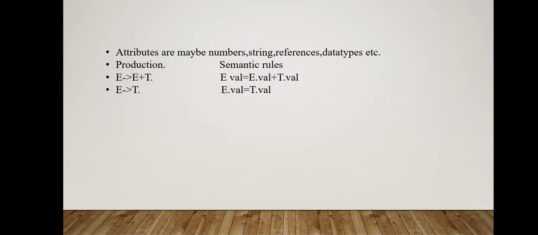An attribute or an alphabet may include numbers, strings, references, data types, etc. It may include numbers, strings like A, B, C, D, 0, 1, 2, 3, data types, etc. And here is an example for production and semantic rules. Production is E implies E plus T, E implies T, and its corresponding semantic rule is E dot val is equal to E dot val plus T dot val, E dot val is equal to T dot val. Here E dot val and T dot val represent the original values of E and T.